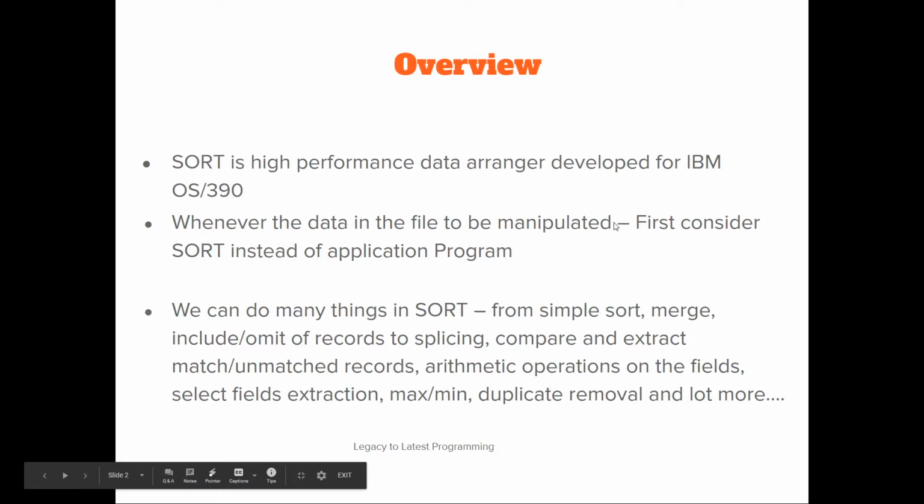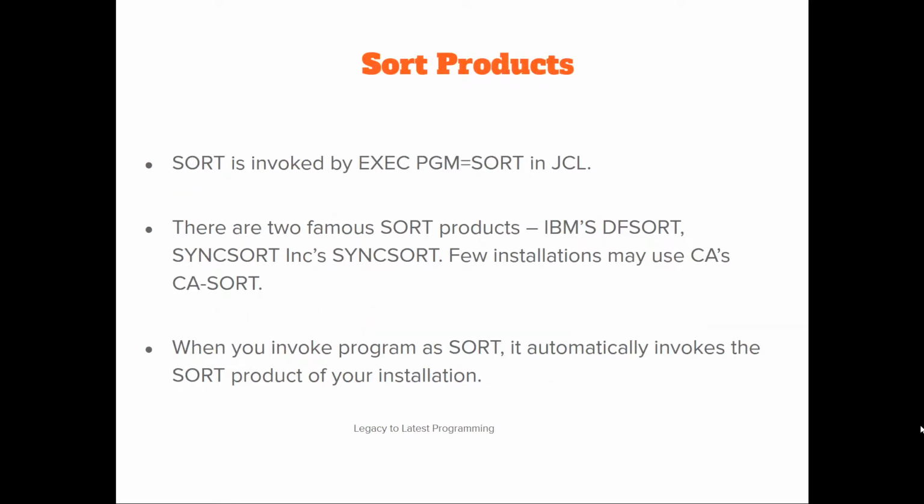There are a wide variety of requirements that can be accomplished using sort, from simple rearrangement of data in ascending or descending order to complex transformation and reformatting of the input data. Sort is invoked in a JCL using EXEC PGM=SORT. There are two types. One is IBM's DFSORT and the other is SyncSort. Some places may also opt for CA Technologies' CA-Sort.